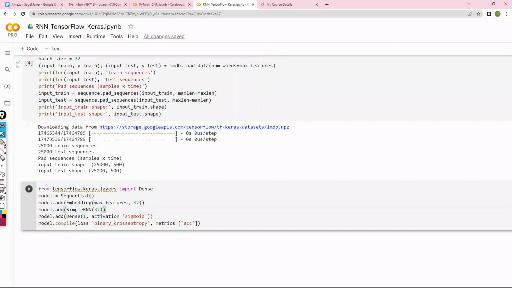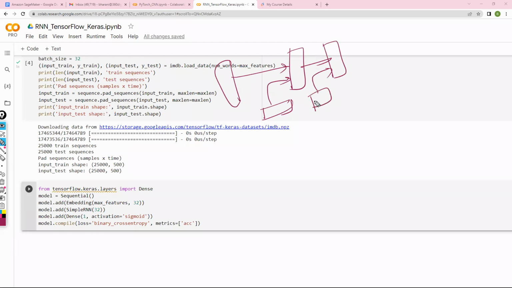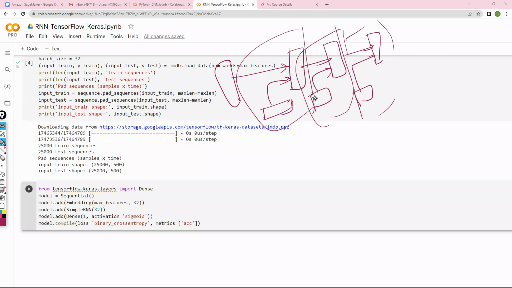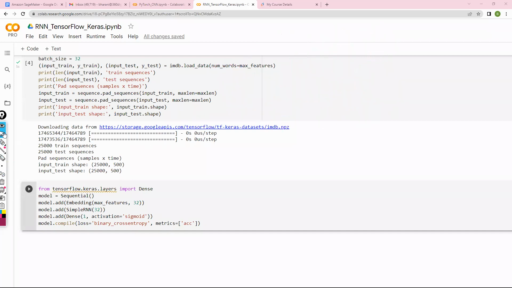That means one unit, second unit, this is third unit, everything is called a unit. And then you're connecting the results to a dense network with one single neuron and you're using a sigmoid activation function.